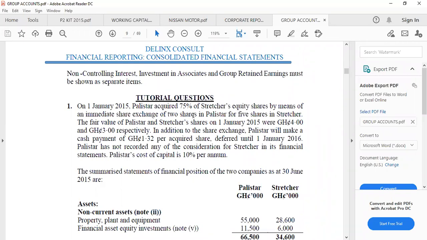So to be on the safer side, what we do is use 2 over 5 times the number of shares that we are buying. So do 2 over 5 times the number of shares that we are buying. What are you getting?